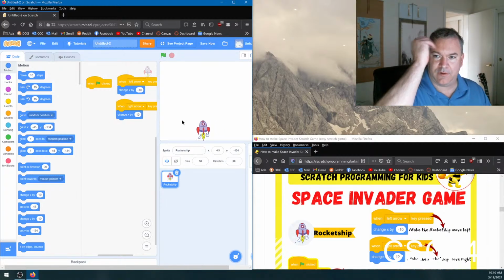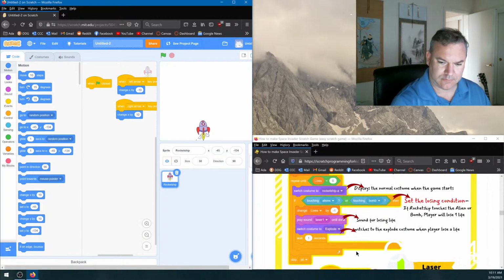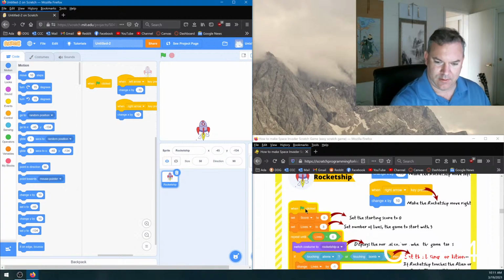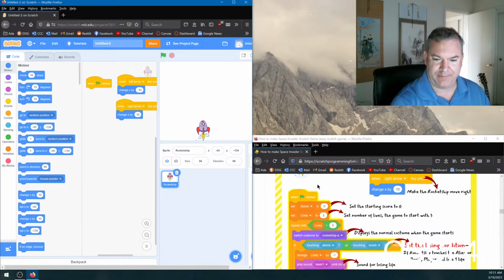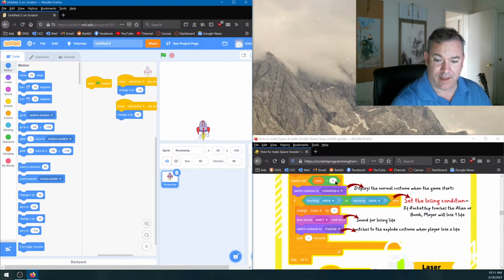Okay, so you don't have to just have things happen when the green flag is pressed. You can also have other events that will trigger whenever they press that key. Okay, so you're going to make it so you can move that rocket ship around like that, and then make it so that when you hit play, it sets the score to 0, sets the number of lives to 3, and then keep going until you die.